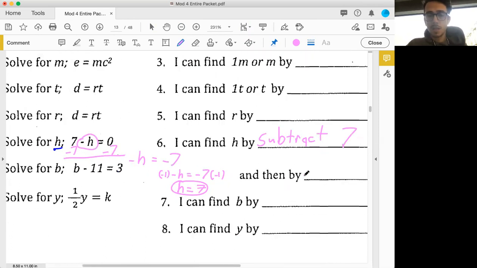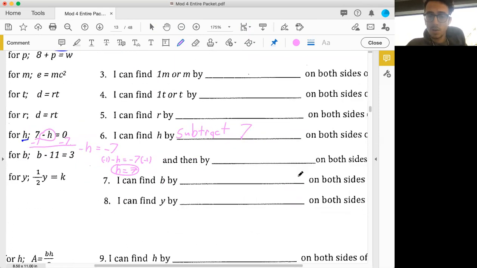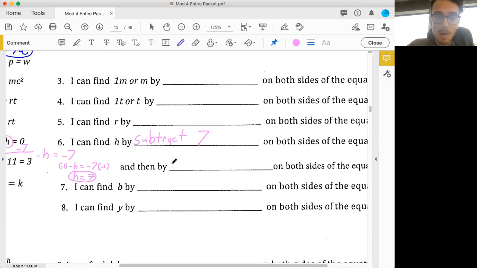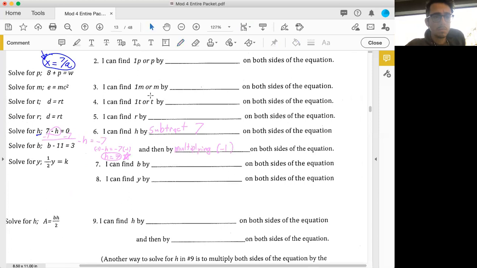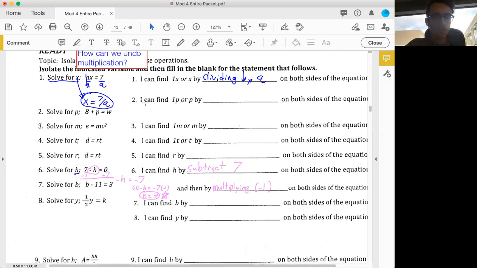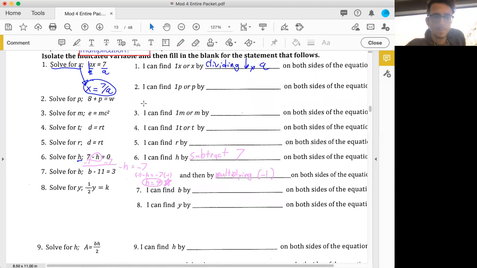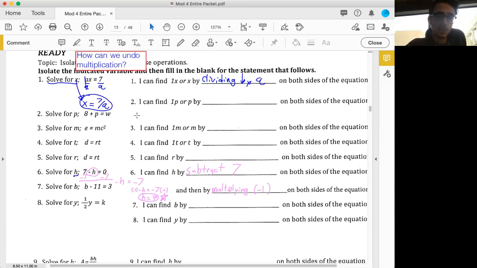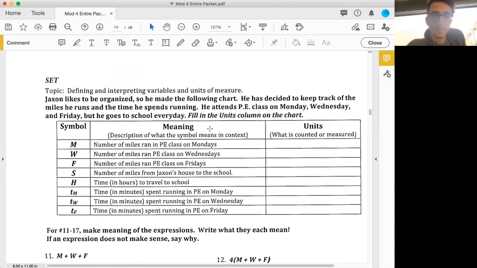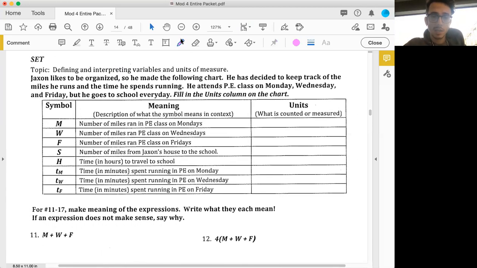Okay, and so what happened here? At first I subtracted 7 on both sides, and then I multiplied negative 1 on both sides of the equation, and we were able to solve and get h equals 7. Hope that helps. Pause. Think out these answers. Make sure that they make sense before we move forward. Again, we're undoing the equation, so we're thinking opposites there. That should help you. The set is going to look similar to our Desmos activity.